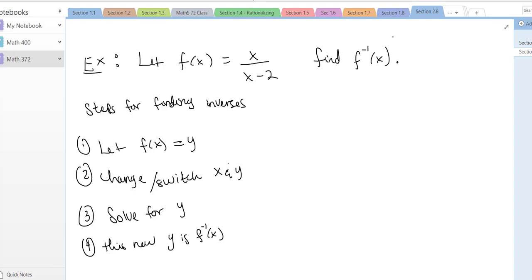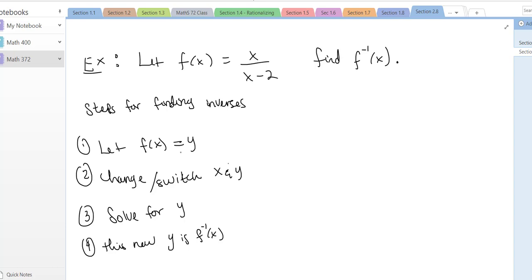Hi there, we're going to continue finding inverses of functions. This is part 2 of the previous video. In the previous one, we found the inverse for a nice linear function. In this video, we're going to find the inverse for this one: f of x is x over x minus 2.